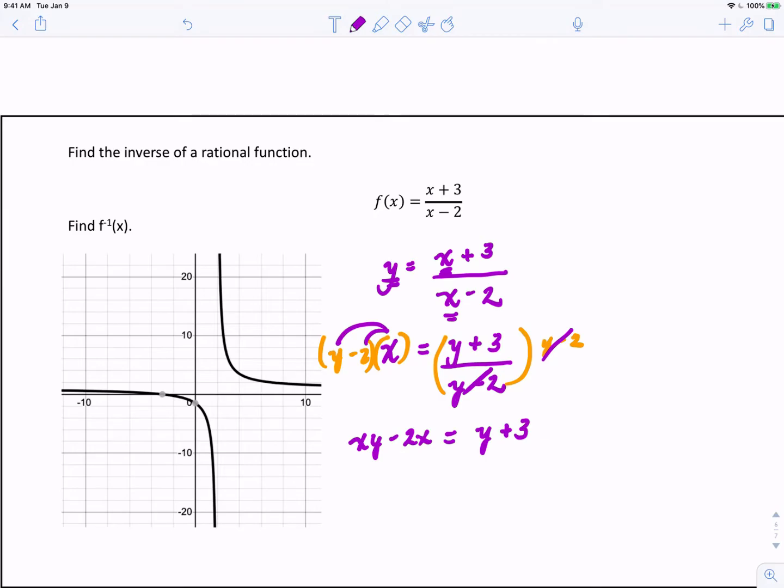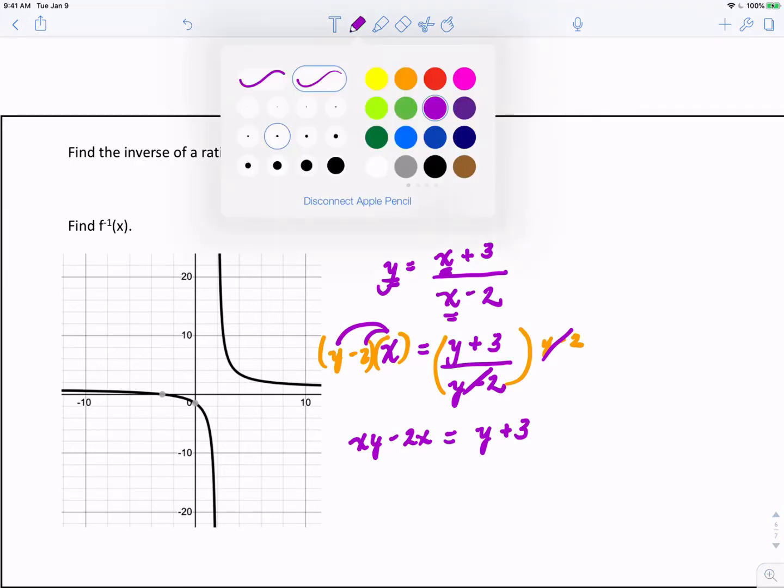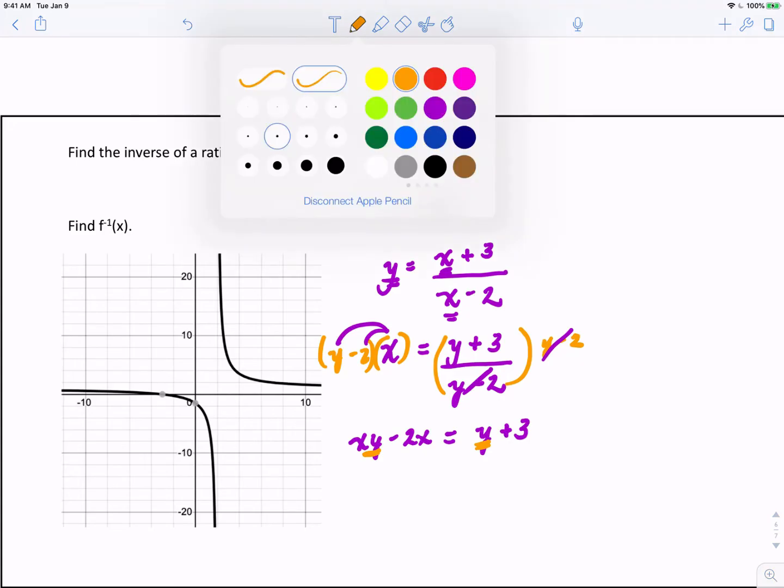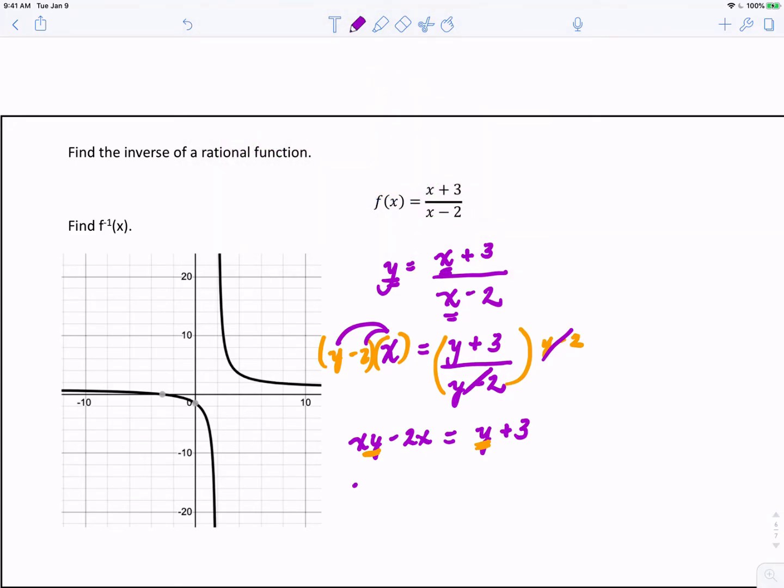Now what we would like to do is get all terms that involve y on the same side of the equation, and you'll see why we do that in just a moment. So I'm going to subtract y from both sides to move the y to the left, and then I'm going to add 2x to both sides to move the 2x term to the right. So if we do that, then we're going to have xy minus y, all the y's on the left, adding 2x to each side, 2x plus 3, everything that doesn't have a y is on the right.